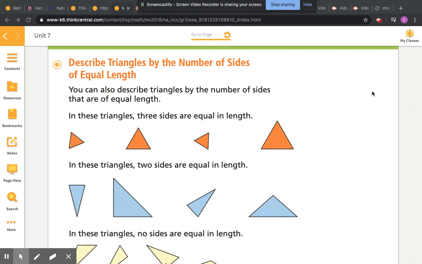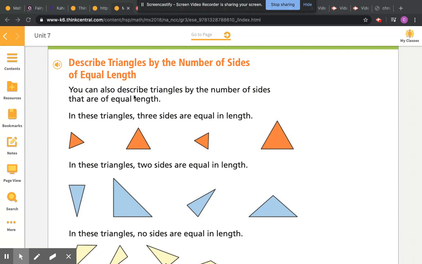you've been learning at today's lesson. Now we have been learning how to classify triangles by their angles and by their sides, but today we're only going to focus on how to classify those triangles by the sides, okay? So as I read, I want you to follow me so that when we get to the end of the page, you know exactly what you have to do.